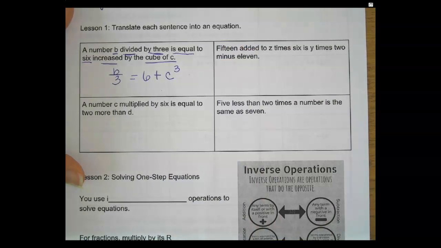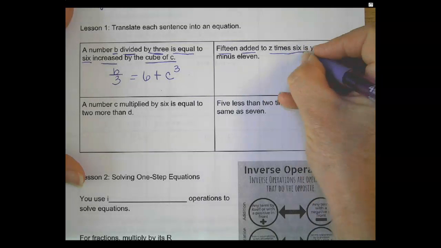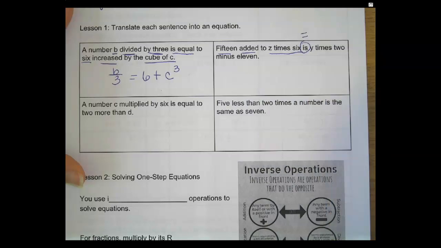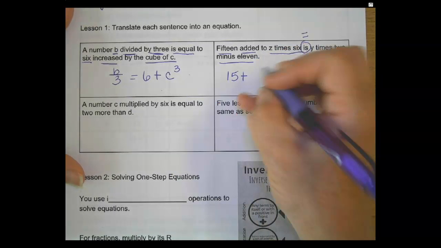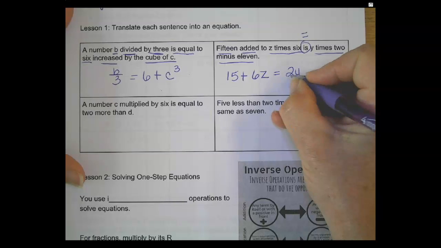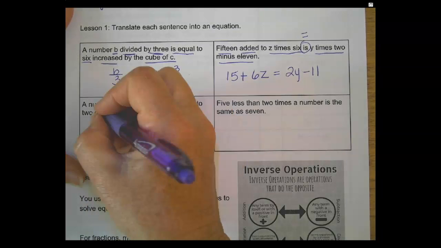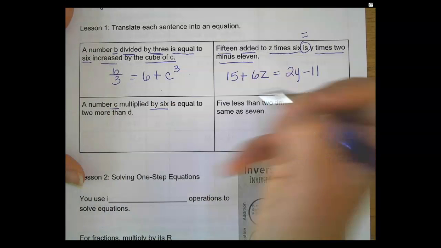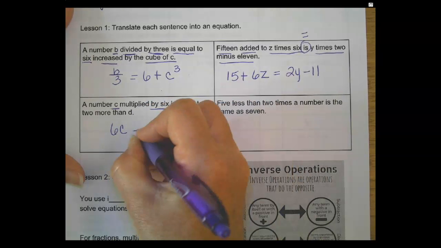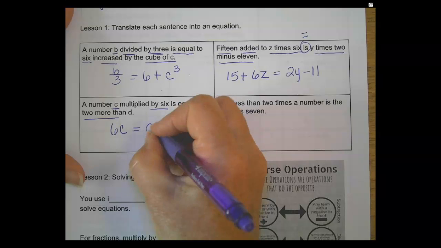Cubed means to the third power. Next, 15 added to z times 6 is, which means equal, y times 2 minus 11. So 15 added to z times 6, we write it 6z, is equal to y times 2, so that's 2y, because our coefficients come first, minus 11. A number c multiplied by 6, so 6c, is equal to 2 more than d. 2 more than means it's going to go at the end. So d plus 2.